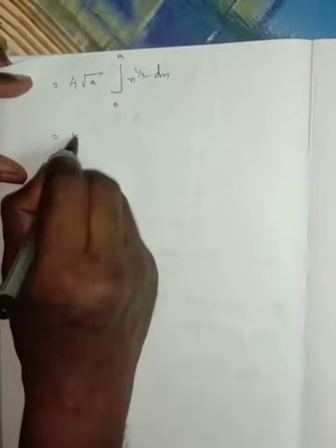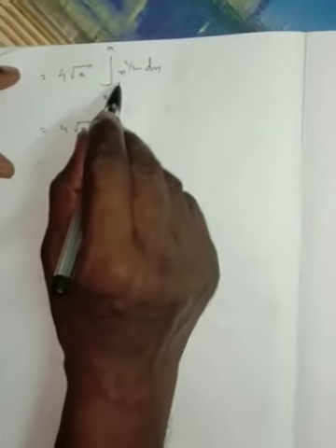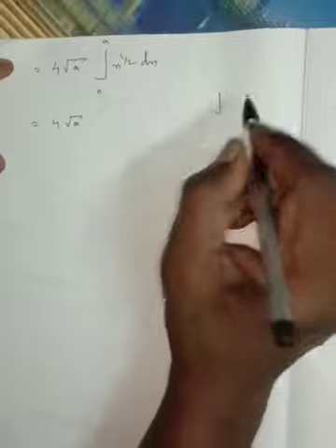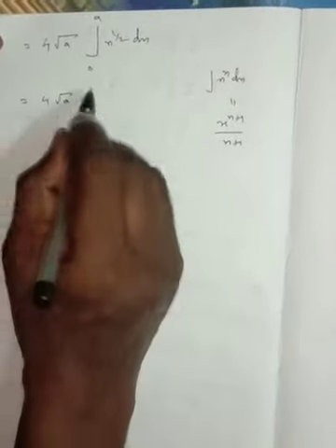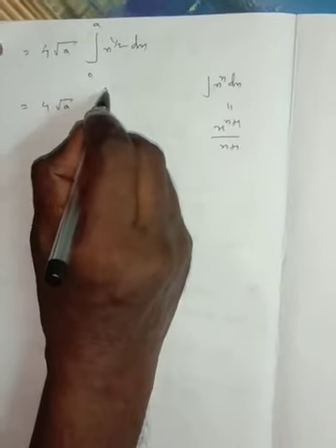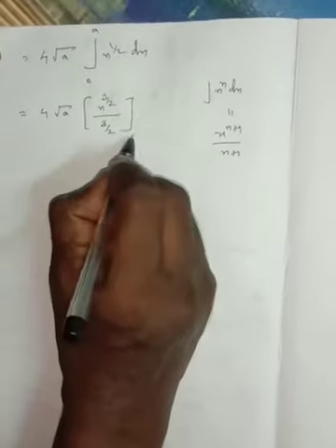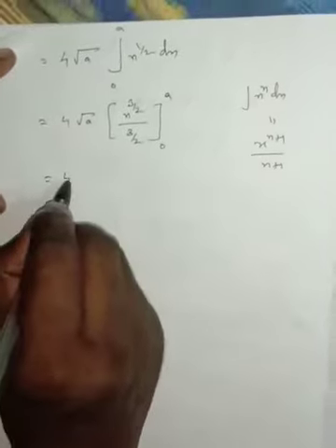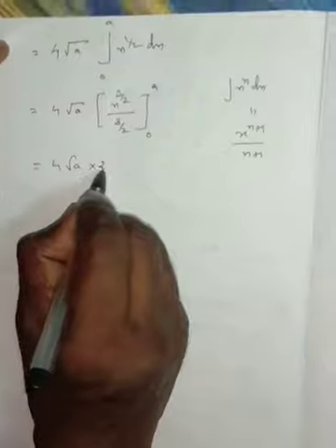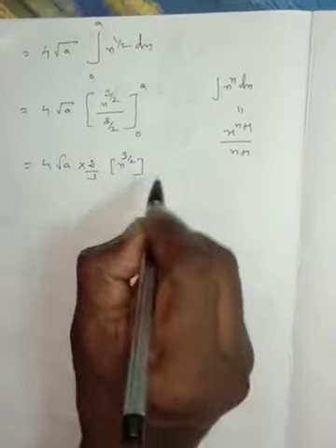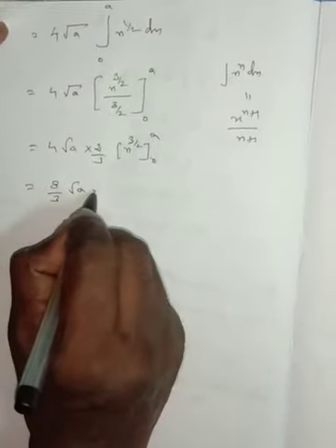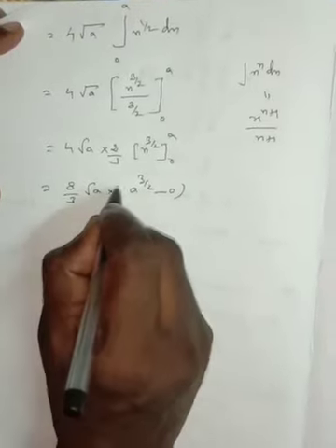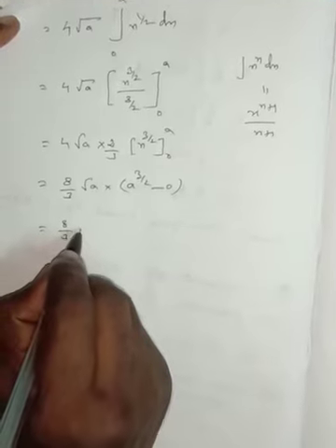Root x is x to the power 1 by 2, integral 0 to a, dx, equal to 4 into root a. Using the formula integral of x power n dx is x power n plus 1 divided by n plus 1 plus c. Now x power n plus 1, 1 by 2 plus 1 is 3 by 2, divided by 3 by 2, taken over the limit 0 to a, is equal to 4 into root a. Reciprocal gives 2 by 3 x power 3 by 2, 0 to a. This means 4 twos are 8 by 3 root a into, applying the upper limit, a to the power of 3 by 2 minus 0.